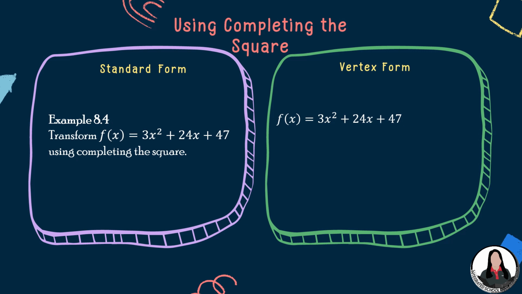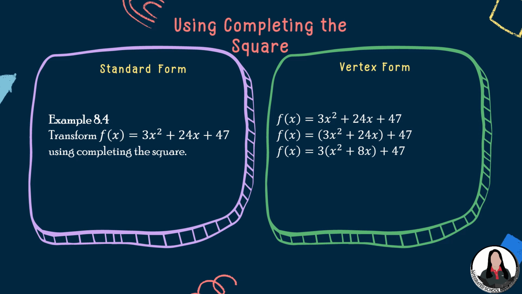So, first, we are given an example, f of x equals 3x squared plus 24x plus 47. Now, we have to factor out the value of a from our first two terms. So, kaya natin nilagyan ng parenthesis itong dalawa. So, this will become f of x equals 3 quantity x squared plus 8x, quantity plus 47.